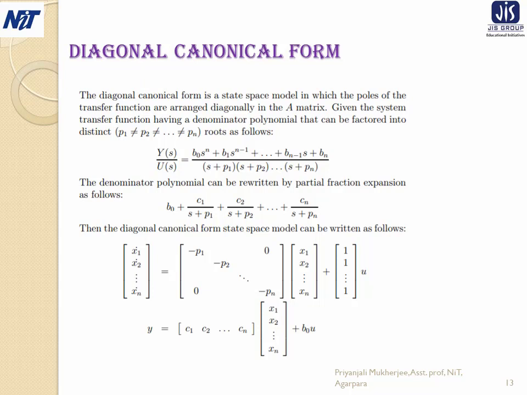As in diagonal elements, we are getting these poles which are actually distinct. That means P1 should not be equal to P2, should not be equal to up to Pn. So each root will be distinct. Then we can find out the diagonal canonical form state model. And the C matrix becomes C1, C2 up to Cn.